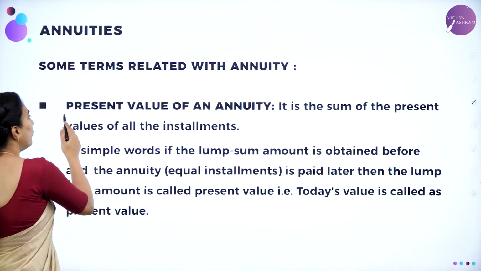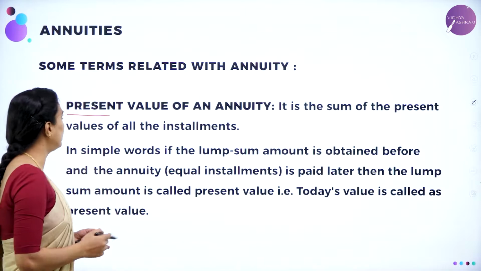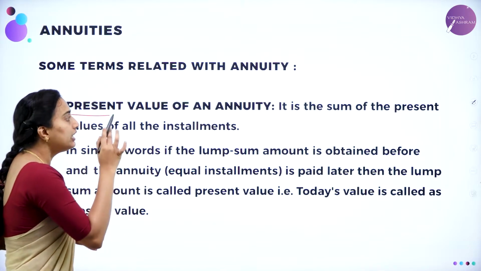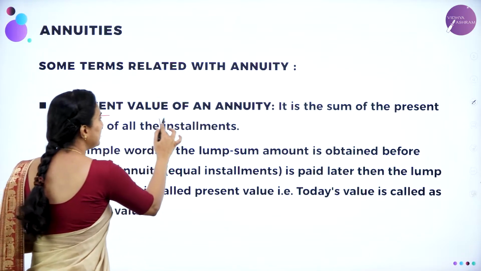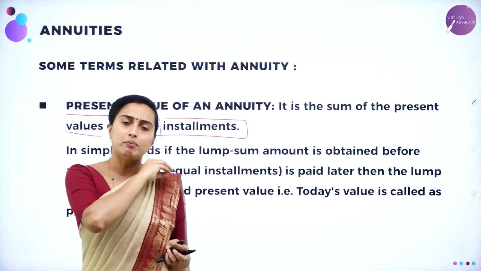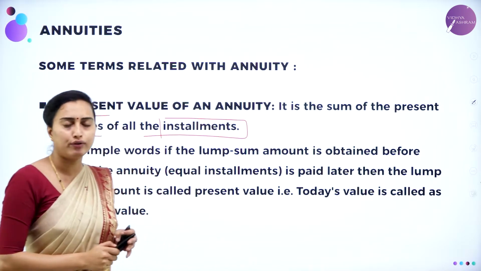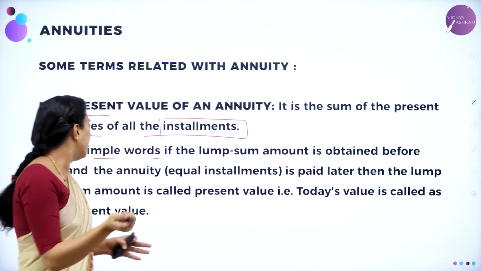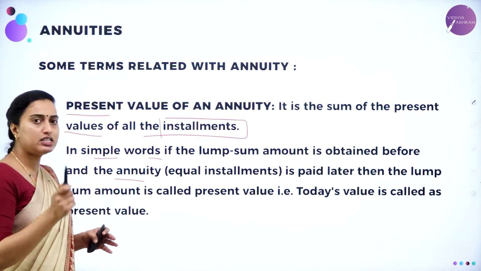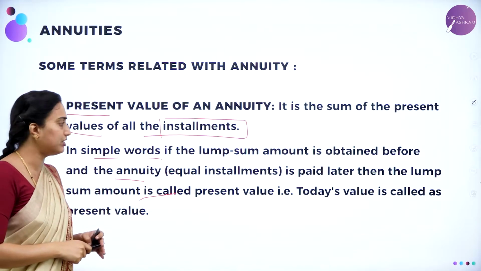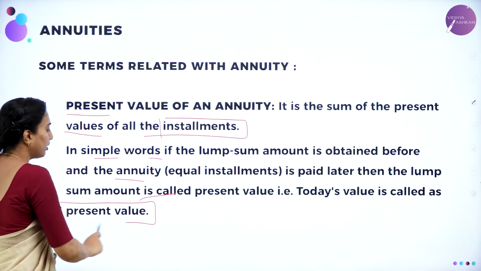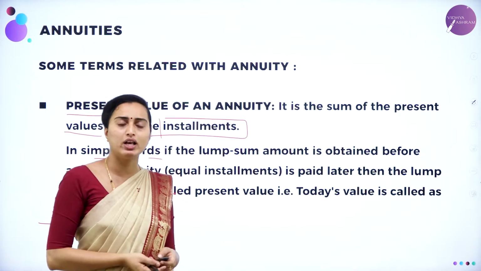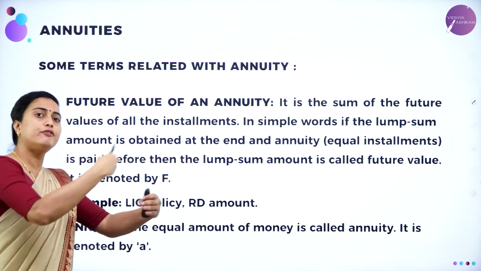Next we'll be moving on to what is called the present value of an annuity. That means some terms related to an annuity we are going to study under this. The present value of an annuity is the sum of the present values of all the installments. Suppose you are paying monthly, the sum of all the installments is the present value of the annuity. In simple words, if the lump sum amount, that means together, is obtained before the annuity is paid later, the lump sum amount is called the present value of the annuity. Today's value is called the present value. Whatever lump sum amount you pay today is known as the present value of the annuity. That's it.